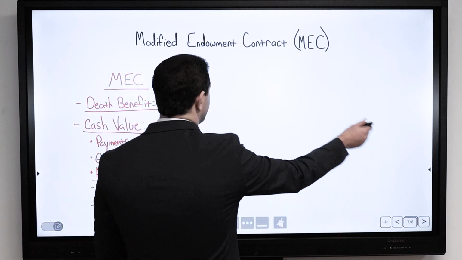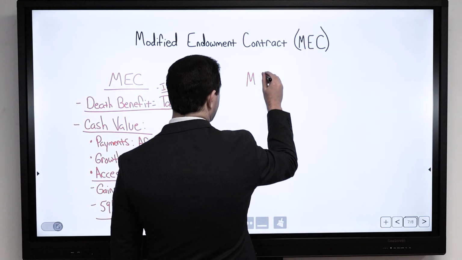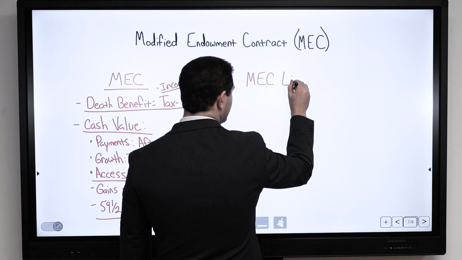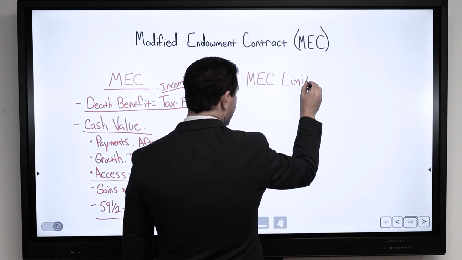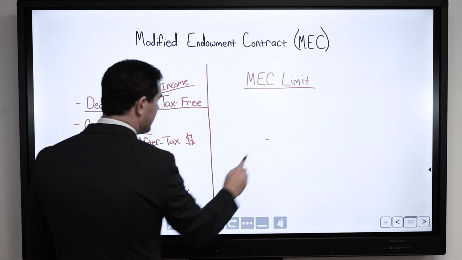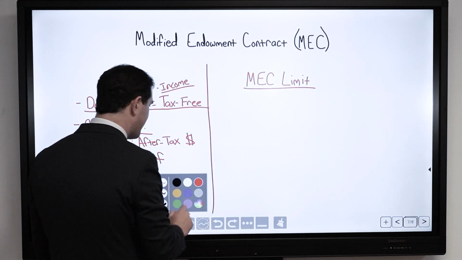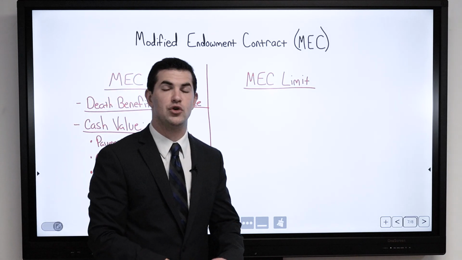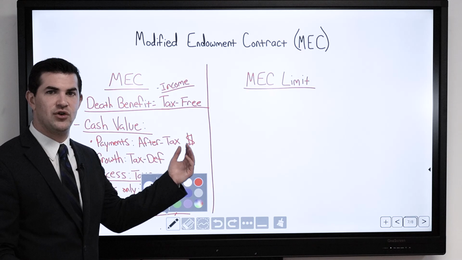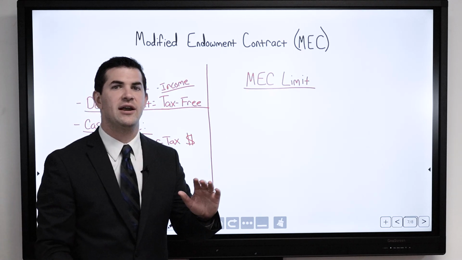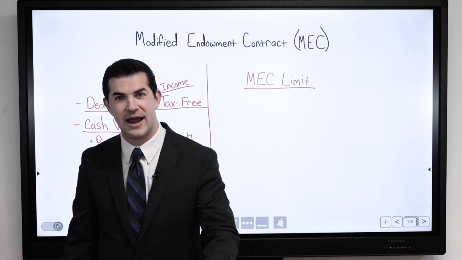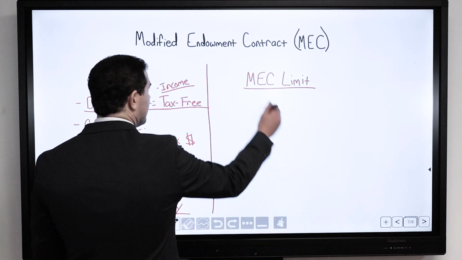So, how do I prevent it? Well, every policy has what is called a MEC limit, which is exactly what it sounds like. It is a limit that determines the maximum amount of money I can pay into a life insurance policy per year without triggering a modified endowment contract, meaning still have the IRS classify the policy as life insurance, not a pure taxable investment. So, let's get into it.